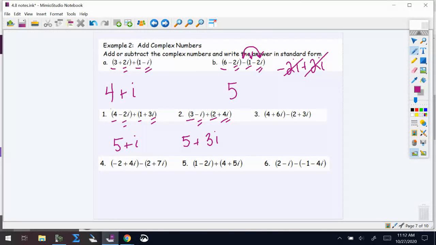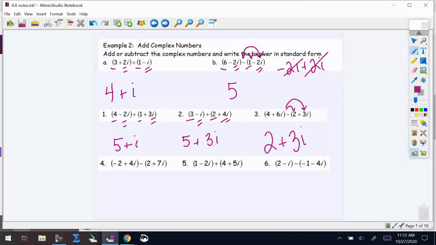Same with the one below it. We're going to distribute this minus sign, and distribute this minus sign. So we have 4 minus 2, which is 2, and 6i minus 3i, when I distribute the minus sign, is plus 3i. You can also do these on your calculator, and I'm going to do that a lot in the next video.